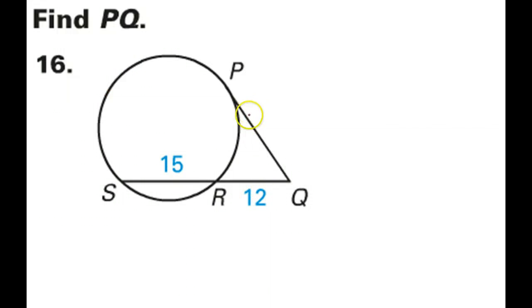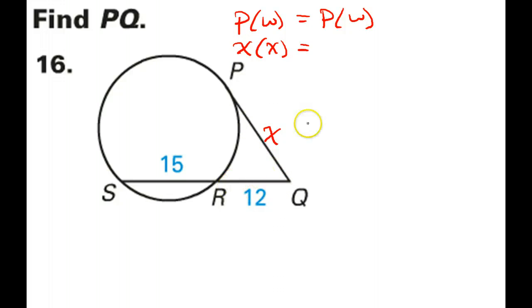Okay, number 16. We're supposed to find PQ. Let's just call that x, and then we're just really finding x. This is the same as the last problem. It is outside the circle, so we will do part times whole equals part times whole. Once again, this tangent segment is the part and the whole, so x times x. Down here, 12 is the outer part, and the whole thing is 27, because I'm adding.